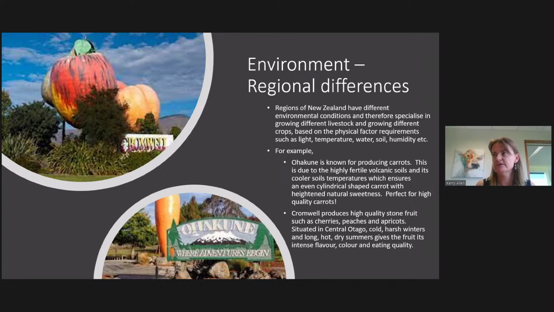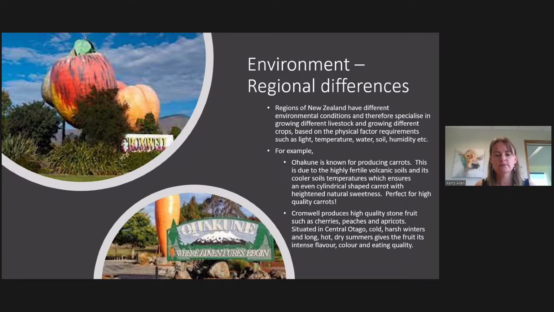And those physical factors, once again, determine the crop that grows there. So Ohakune is known for growing carrots, and this is because there are flat, fertile soils that have evolved from the volcanic eruptions from Ruapehu. And it is also cool because of its high altitude. And this gives a really good carrot. They grow straight and cylindrical, and they have a very high sweetness, and so are perfect for high quality carrots.